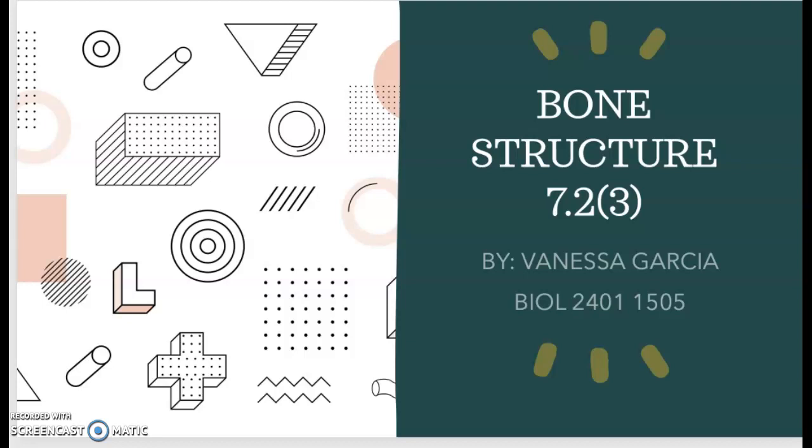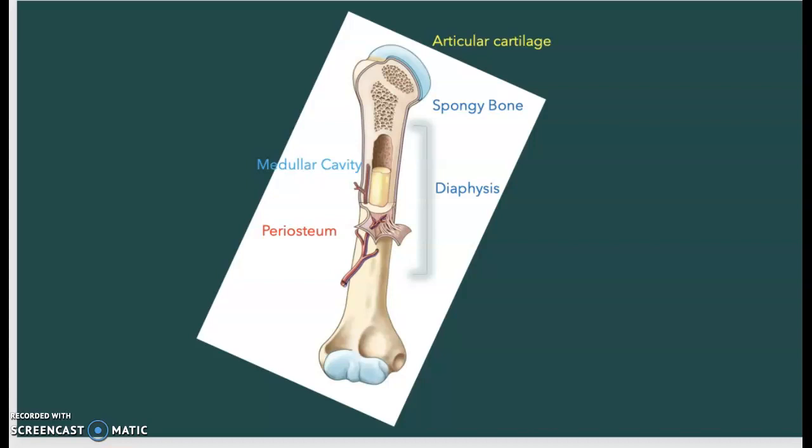Hello, this is Bone Structure 7.2, Part 3 by Vanessa Garcia, and today we will be describing the macroscopic and microscopic structure of a long bone. So long bones are hard, dense bones that provide strength, structure, and mobility.